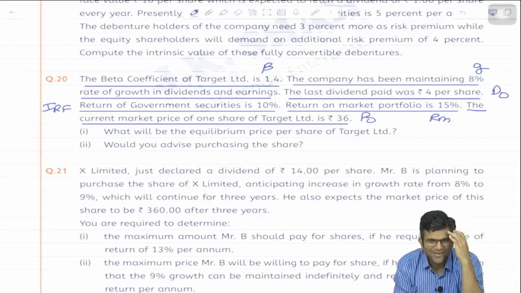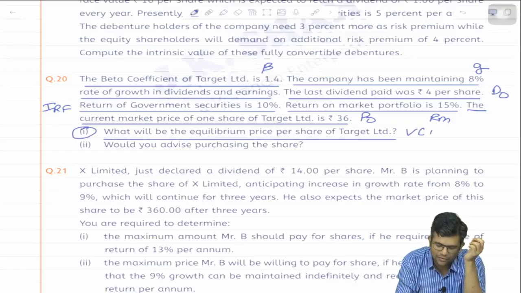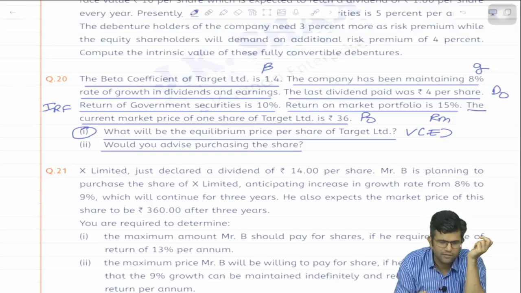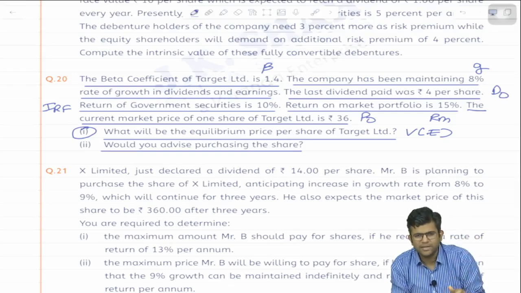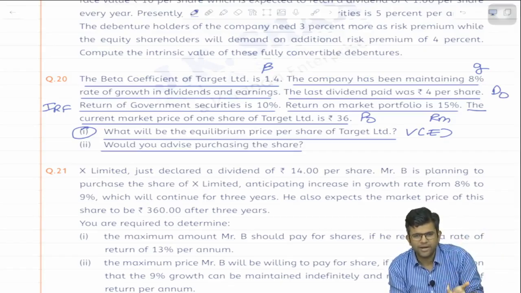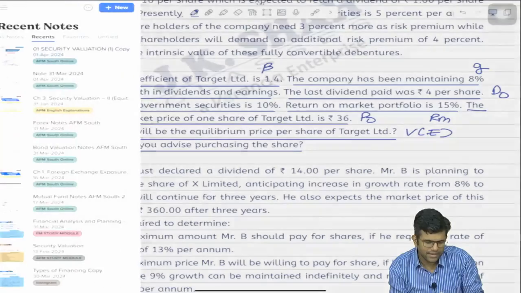You know what is asked, that also they should have given. Everything is there. What are we supposed to do? They are asking you what will be the equilibrium price. Basically they are asking you V bracket E, and then they are asking whether you would advise purchasing the share. That V bracket E we will compare with P0 and figure out whether we should buy or not. Can we quickly do it, please? First we will do KE calculation and then V bracket E calculation. Let's start. Question number 20.